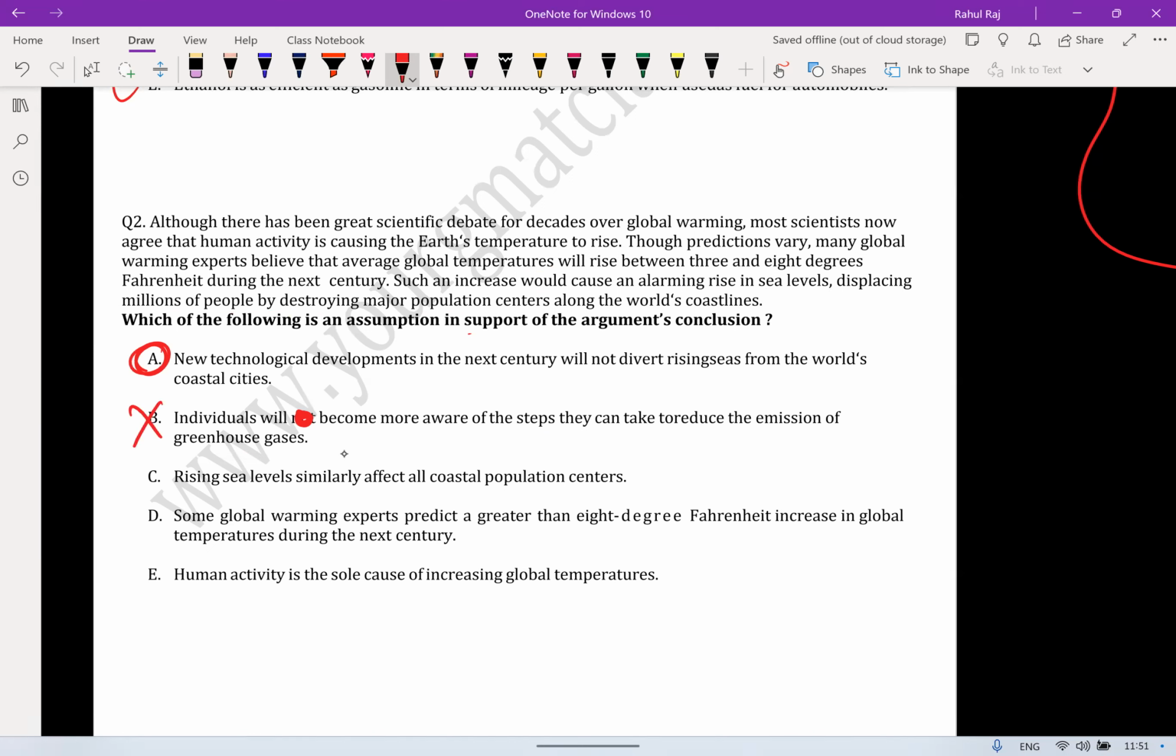We can discuss B later, after discussing all the things. I see a lot of people marking answer C also: the rising sea level similarly affects all the coastal populations. Just one question to the previous one. The greenhouse gases, well, that is additional information, right?